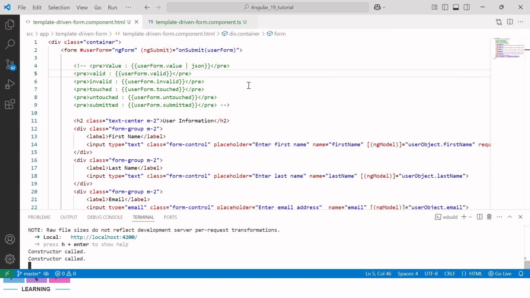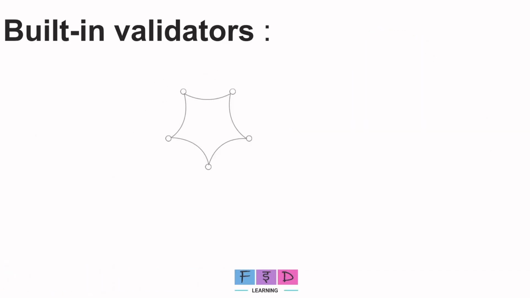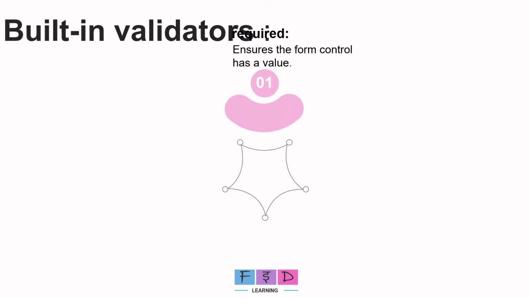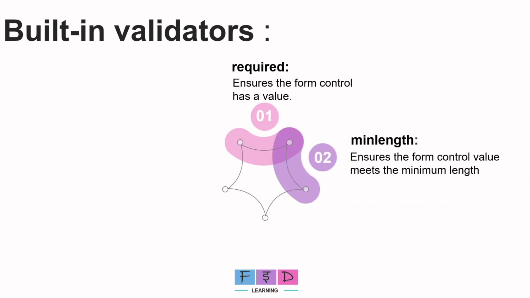So let's start. We have created a simple user form. So this is our template file and this is our class file for the user information form. Now let's try to validate this form using built-in validators. So there are 5 built-in validators in template-driven forms. First is required. It ensures the form control has a value, and if the control is empty, the form will be invalid. Next is min length.